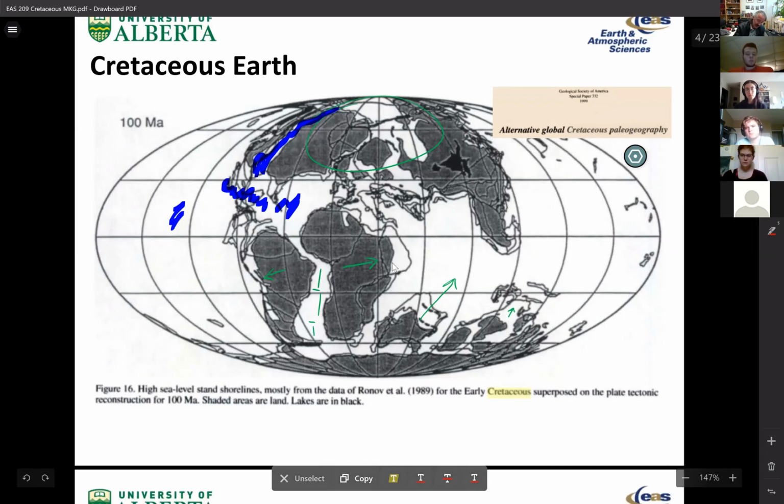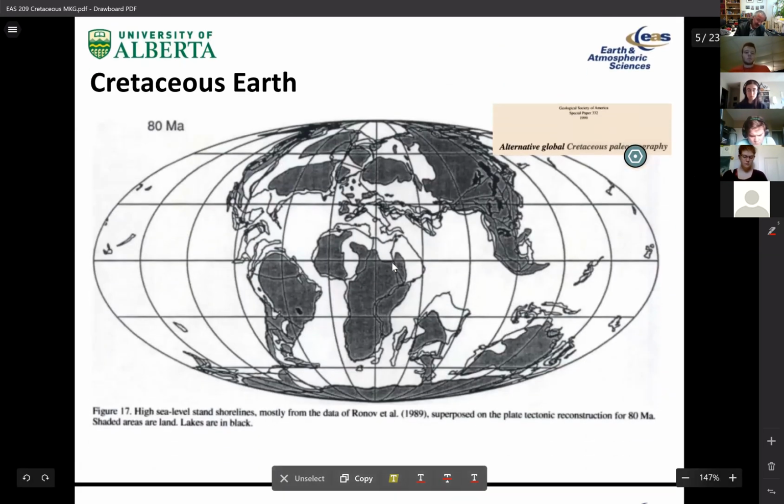We can go a little forward to 80 million years, and you can see that ocean sea levels are a little bit higher. There's less land mass exposed. There's more shallow sea. North America, and of great interest to us, Alberta, has a seaway that is quite continuous all the way from Edmonton to, well, really from Inuvik all the way down to Texas.